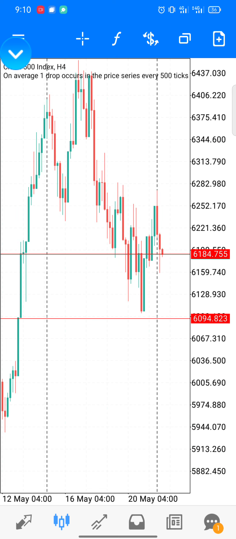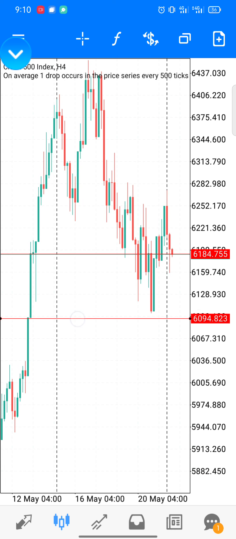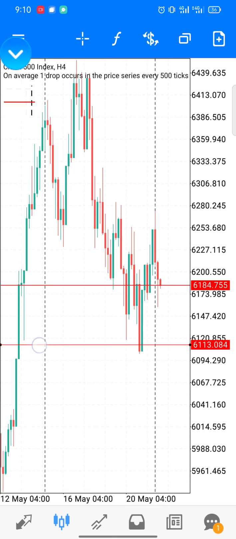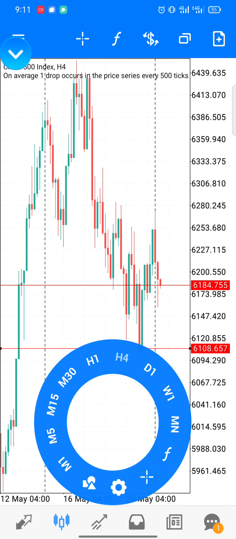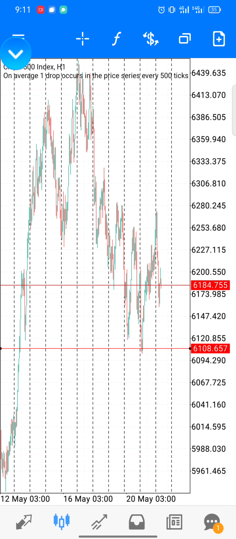This is just how I do my trading, guys. Just wait, I'm still showing you. Okay, so this will be our take profit level. So since that will be our take profit level, what next we'll do, I move to the 1 hour time frame and see what's going on.